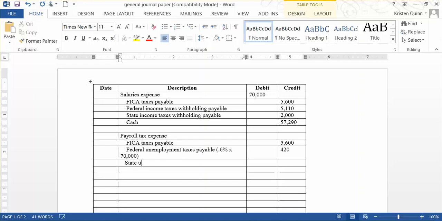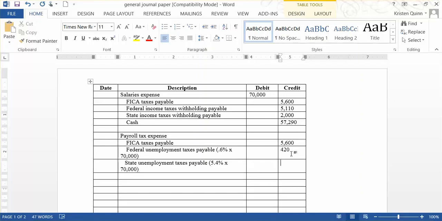We also have our state unemployment taxes that we have to pay. Our rate is 5.4%, and again, it's on our full gross earnings, which means that we owe $3,780 in state unemployment taxes. We add together the taxes that we have to get our payroll tax expense amount of $9,800. Please note that all of our taxes are payables, meaning that we owe this money sometime in the future to these government agencies. Typically, companies will make payments to these government agencies on a monthly or a quarterly basis.